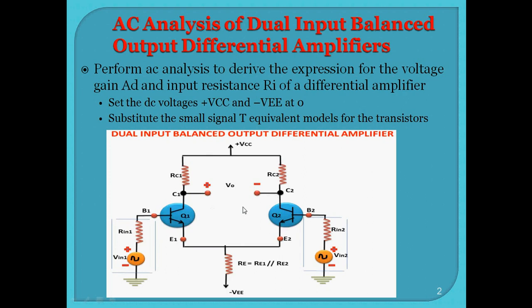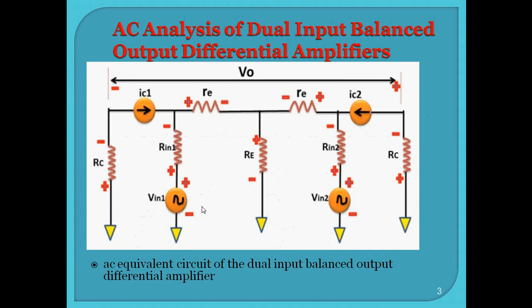Now for AC analysis, we have to make some changes to this circuit: set the DC voltages plus VCC and minus VE at 0 volt and substitute the small signal T equivalent for the given transistors Q1 and Q2. So we are representing these transistors in the T equivalent model, and then we have to obtain an equivalent circuit for the dual input balanced output differential amplifier. So this is the AC equivalent circuit of the DIBO differential amplifier.